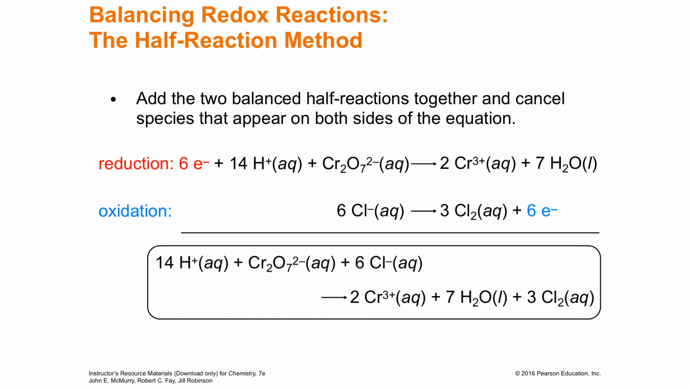So when you have a dichromate going to chromium and chloride going to chlorine gas, the balanced equation is going to have some extra components. You're going to have hydrogens, you're going to have waters, and then you're going to have coefficients just like a normal balanced equation. So it's a balanced equation, but you're balancing not just matter, but you're balancing charge.